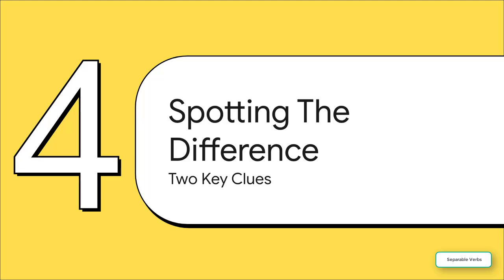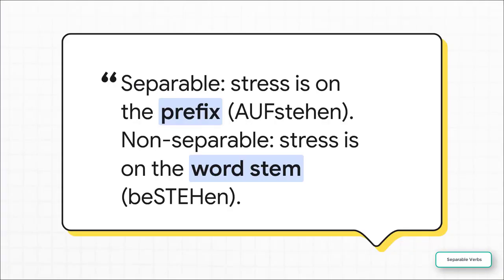All right, moving on to section 4, spotting the difference. So the big question is, how do you know which is which without having to memorize 1,000 verbs? Well, don't worry, there are actually two really good clues: stress and some handy prefix lists. The first big secret is all about stress. It's about how the word sounds.